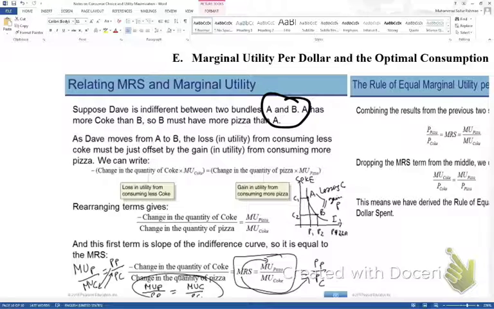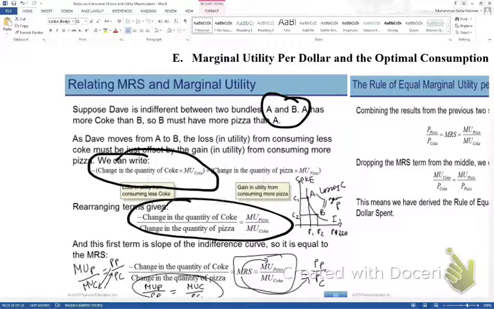When you move from A to B, the loss in utility from consuming less Coke has to be compensated by the gain in utility from buying more pizza. So you can think about this as follows. When you move from A to B, the change in quantity of Coke times the marginal utility of Coke, this is the loss in utility by buying less Coke, has to be equal to the increase in utility by buying more pizza. So that will be equal to the change in quantity of pizza times the marginal utility of pizza. When you reorganize that, you get this very important equilibrium condition.